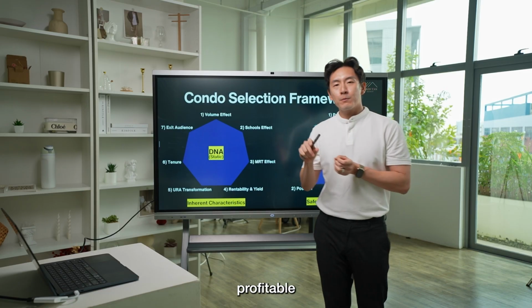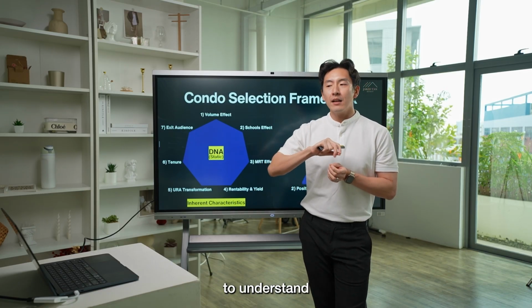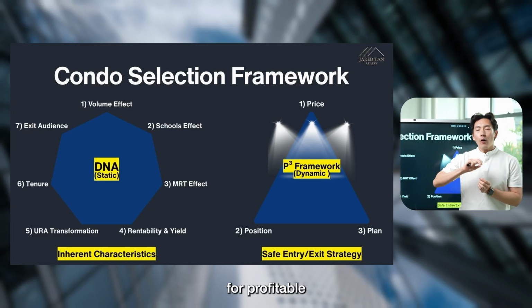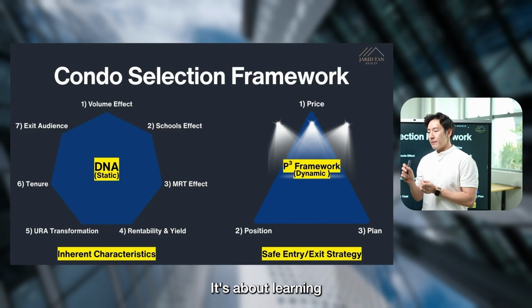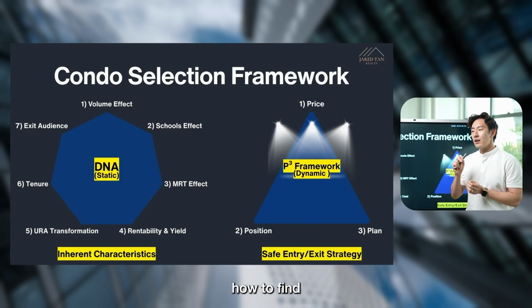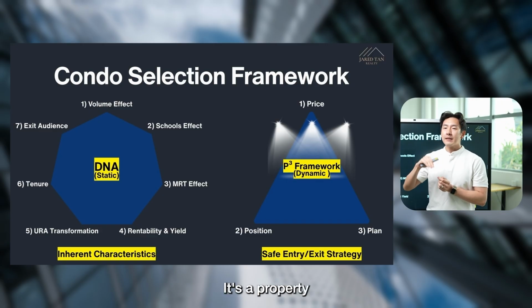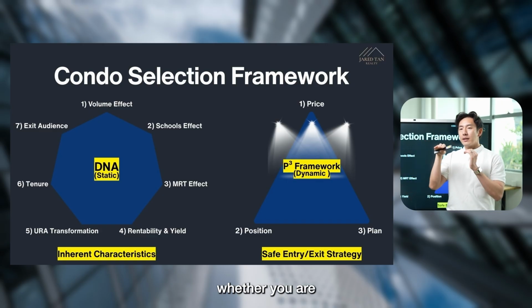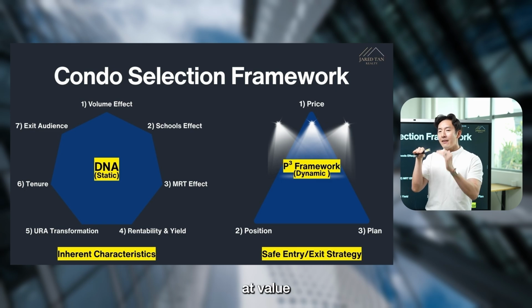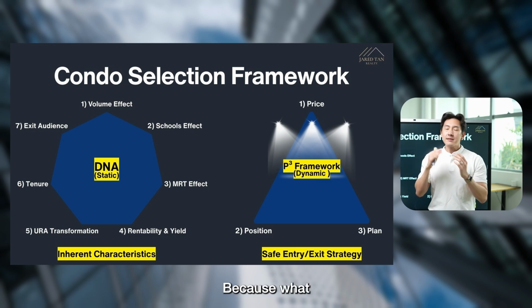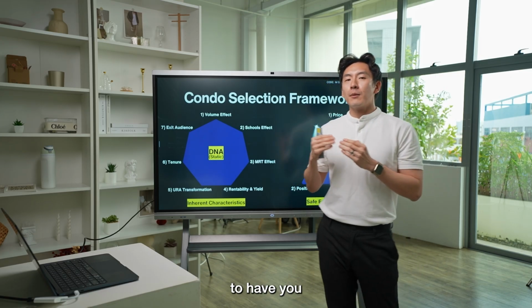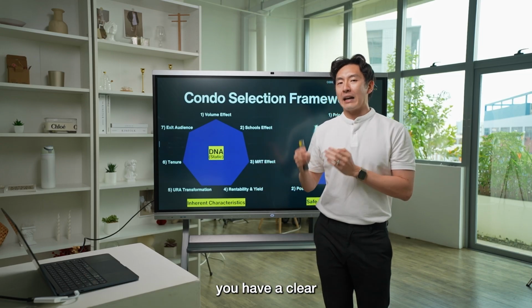For a property to be profitable, it's important to understand what we call the 3P framework. For profitable properties, it's about learning how to identify a safe entry. It's all about price. If the property is valued at a certain price, it's important to identify whether you are buying below value, at value, or above value. Because that helps you establish whether or not you have a clear exit plan.